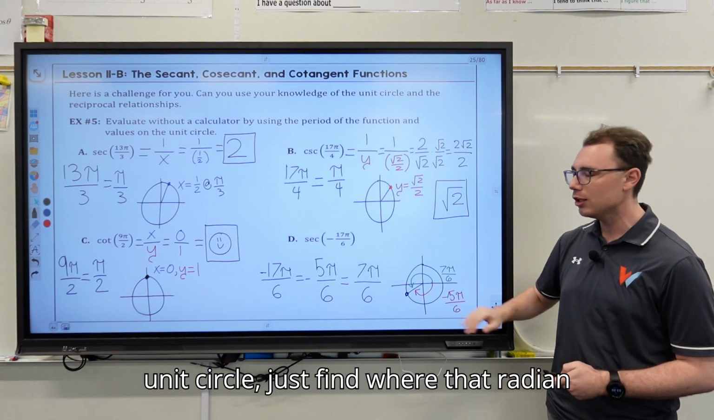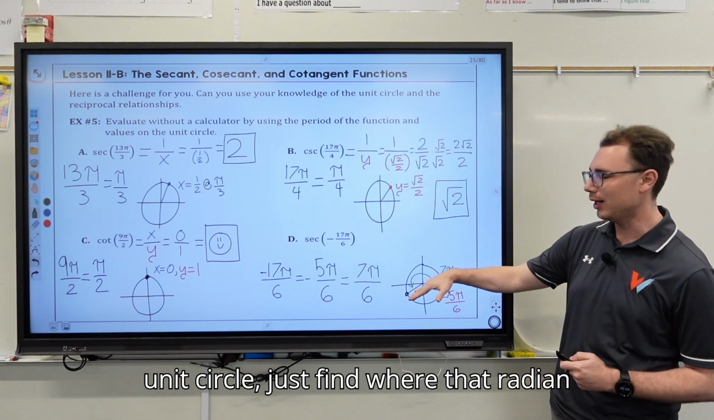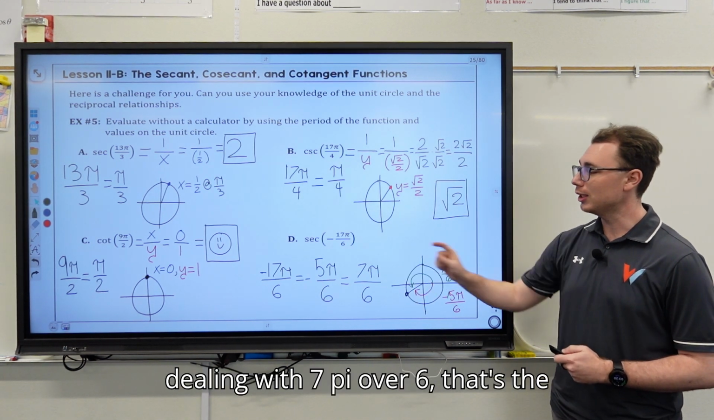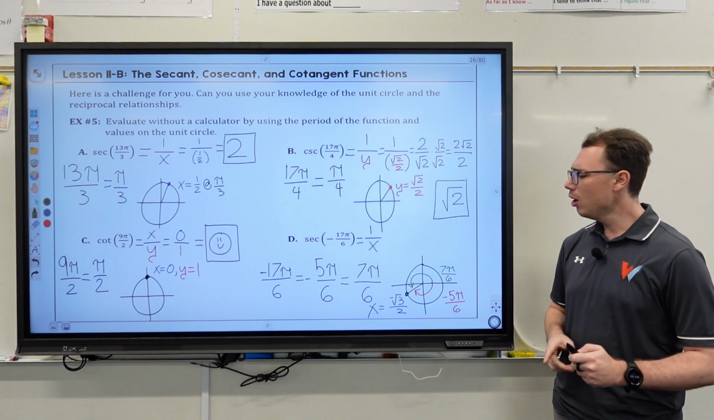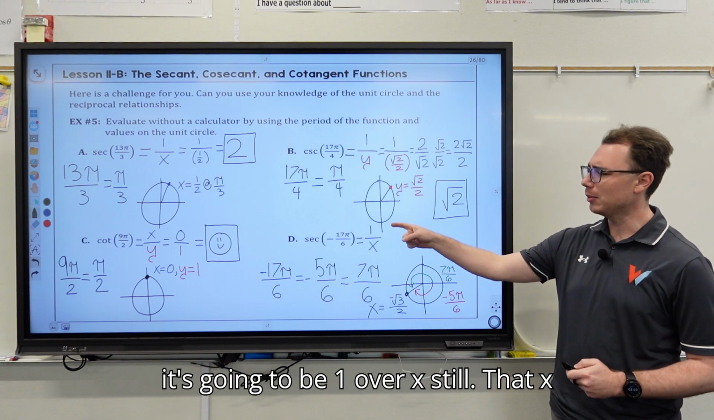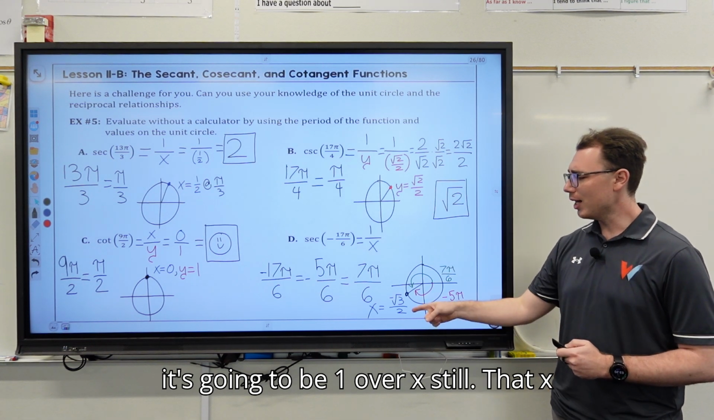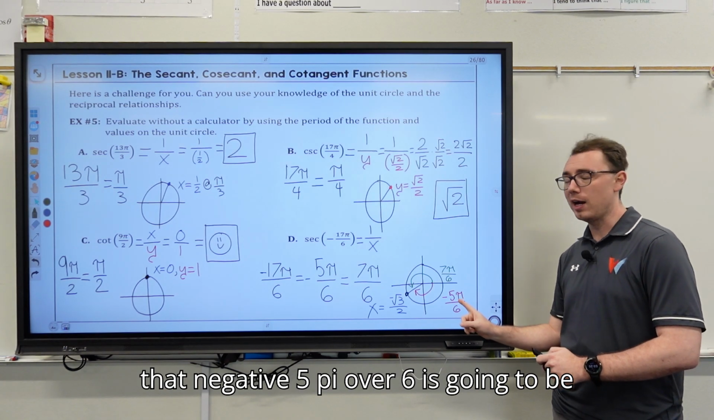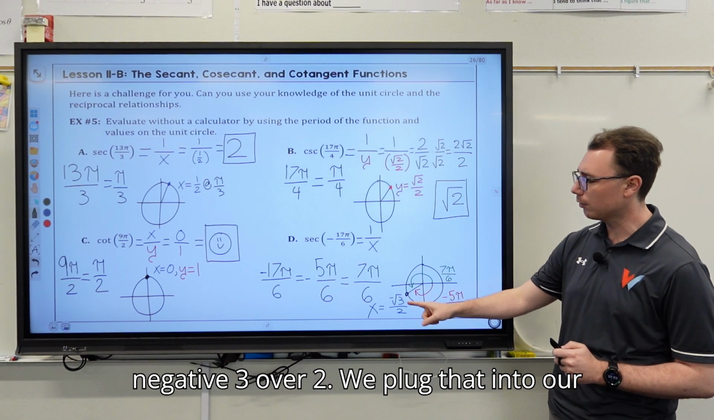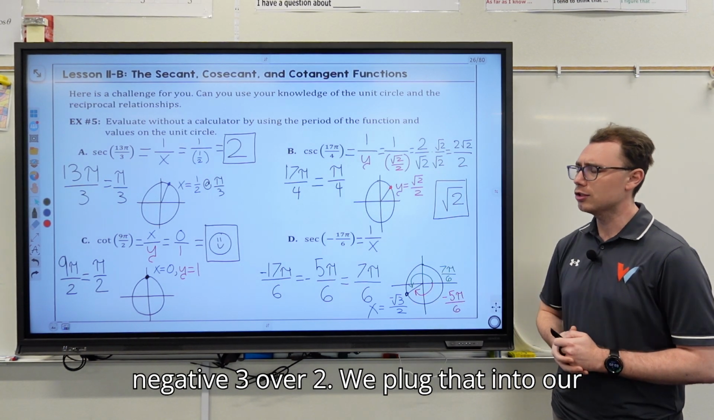Or if you're given a unit circle, just find where that radian ray is. Now that we know that we're dealing with 7 pi over 6, that's the radian value we want to try and find. Specifically, we're looking at secant, so it's going to be 1 over x still. That x value at that 7 pi over 6 and that negative 5 pi over 6 is going to be negative root 3 over 2. We plug that into our denominator.